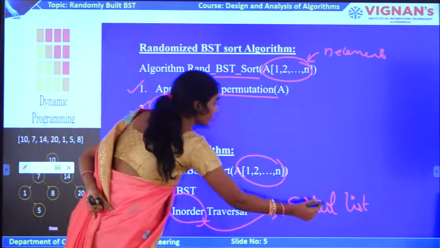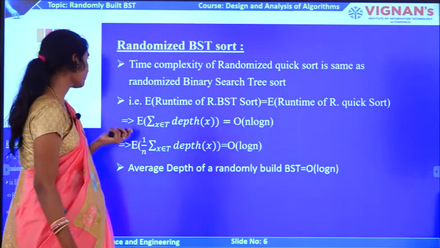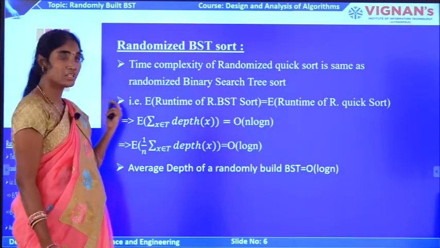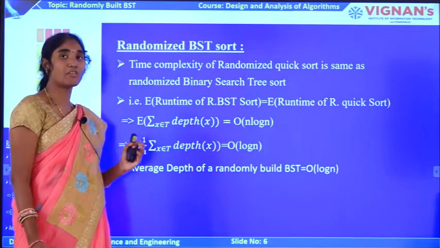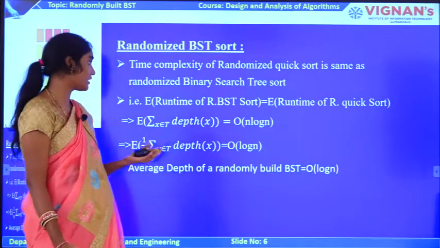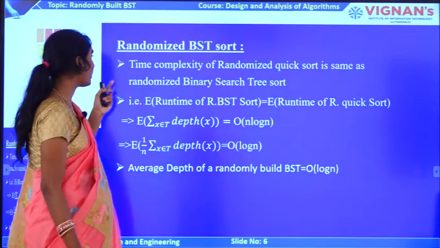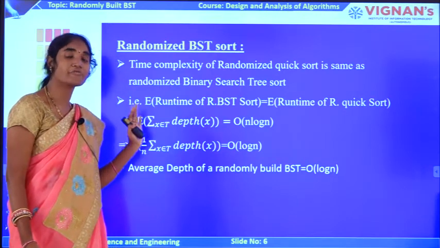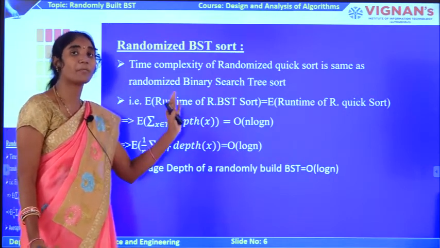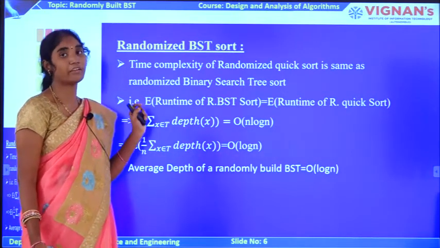list. So now let's see the randomized binary search tree, and how to apply this sorting. Now the time complexity of randomized quicksort, which you have seen previously, what is the value? Big O of n log n, right? So whatever time complexity is required for randomized quicksort, the same complexity is required even for these randomly built binary search trees.